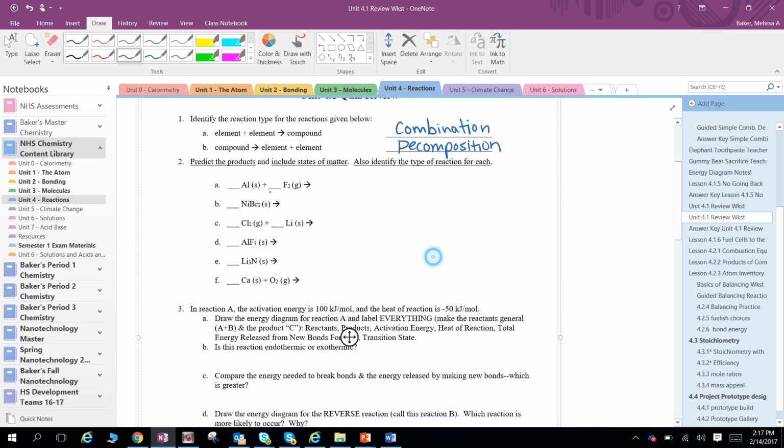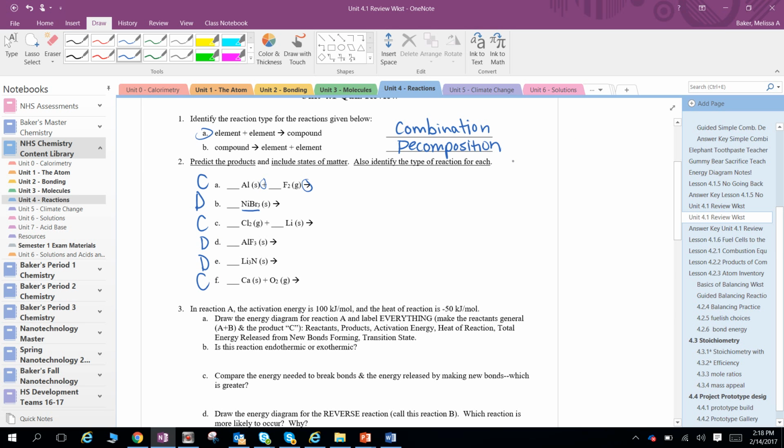Well, if there is a plus sign before the arrow, that is an indicator that it has the same structure as letter A here. So that would be a combination reaction. So we can go through, and anything with a plus before the arrow is going to be a combination reaction. Things with one reactant will automatically be breaking down, and so those are decomposition reactions.